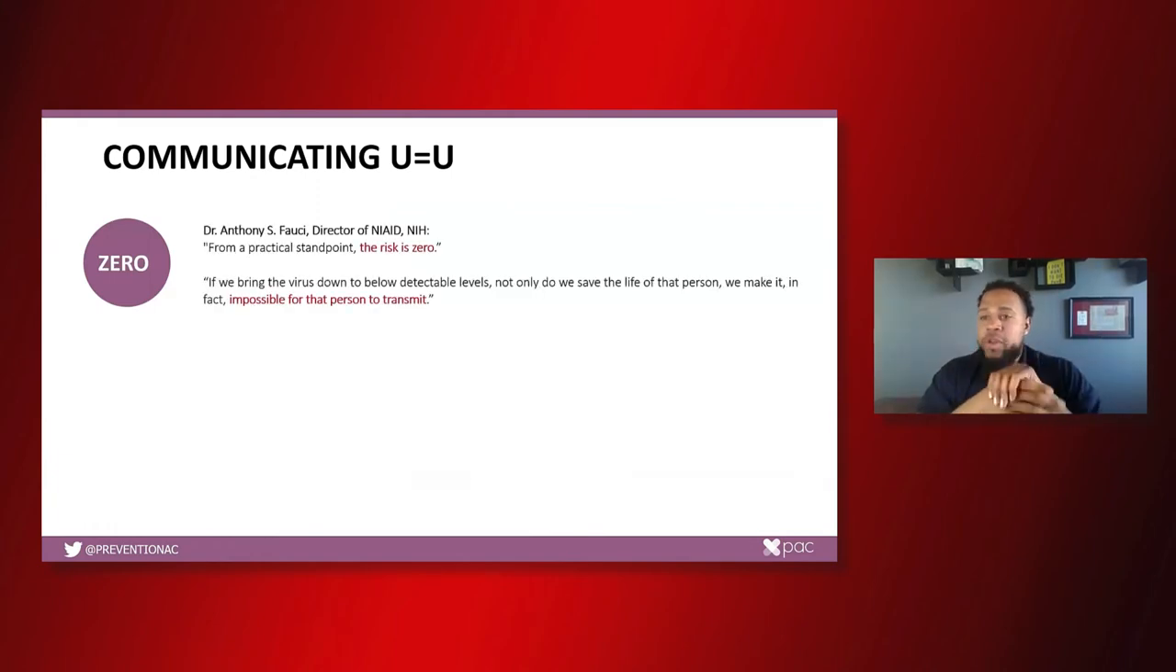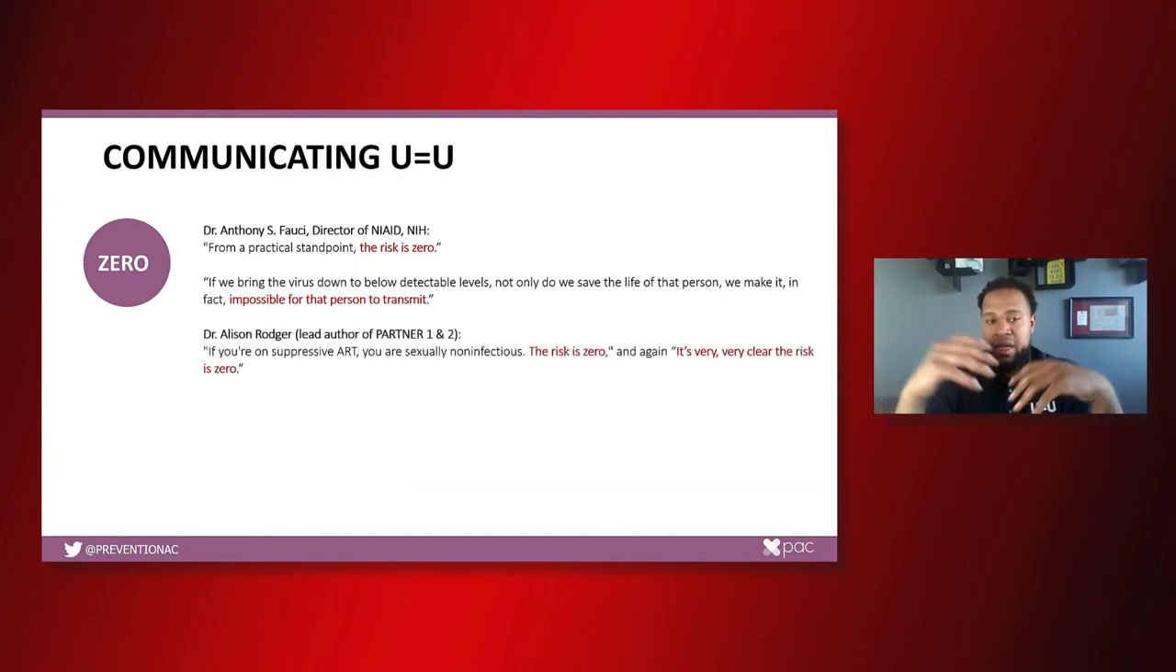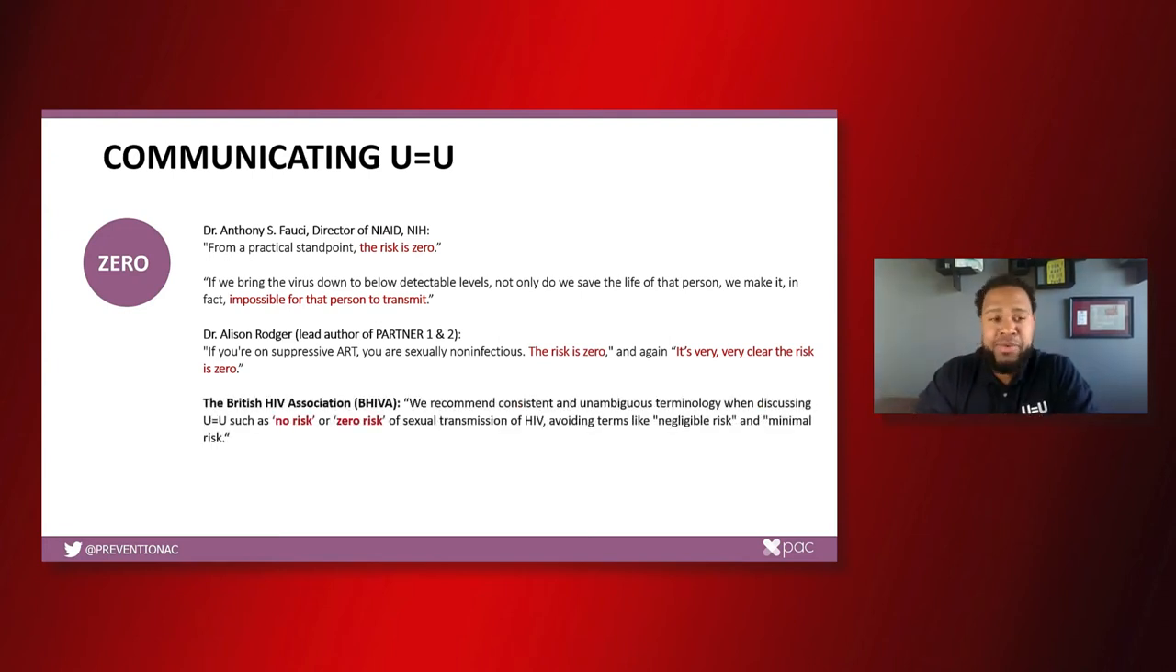Again, you have notable resources and folks in this field who have said these things, like Dr. Fauci, when he said the risk is zero. He also said that it's impossible for a person to transmit. We've also seen Dr. Allison Rogers, the lead author of the PARTNER 1 and 2 study, say that the risk is zero, and it's very, very clear that the risk is zero. We also have her on video saying that as well.